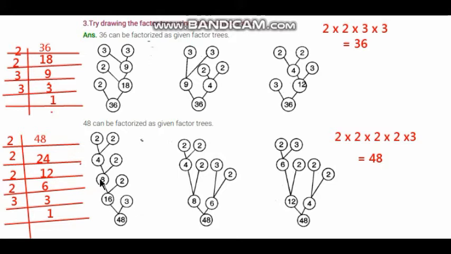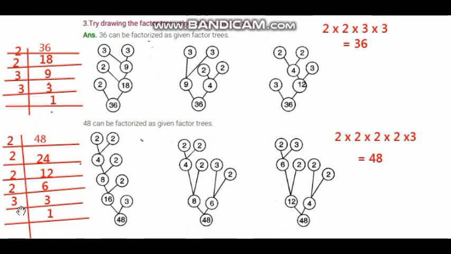16 is split into 8 2s are 16. And here 2 is a prime factor. Now 8 is split into 4 2s are 8, and then 2 is a prime number. 4 is split into 2 2s are 4. So 2 into 2 into 2 into 2 into 3. That is how we have factorized 48.